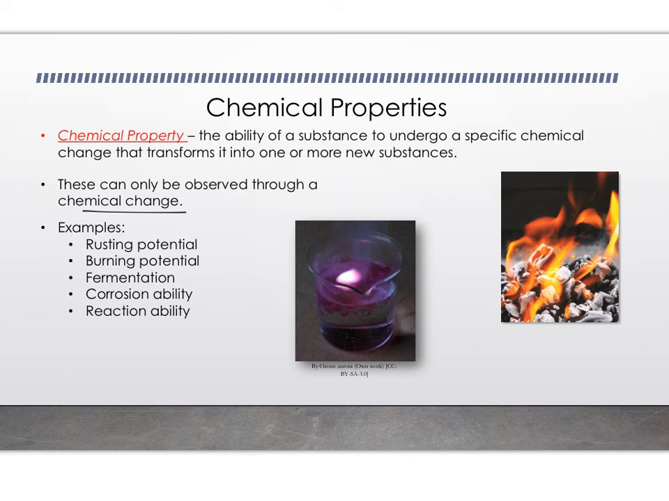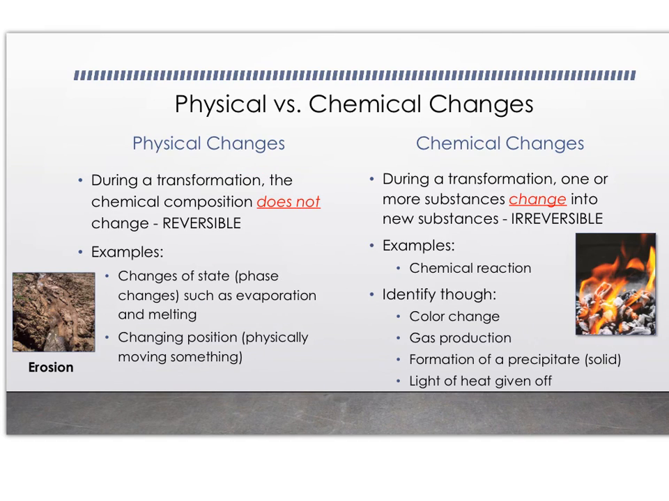So whenever we talk about the ability of something to change, we're talking about potentials or abilities. For example, rusting. Rusting would be a chemical property of some types of metals. Burning potential, the flammability, that's able to undergo that change because fire will change the substance. It'll chemically change what it's composed of. There's also fermentation. We use that to make bread. And then also corrosion ability, another safety symbol. And also reaction ability. How reactive is something? Is it unstable? Is it just going to explode, go up in flames? So anything that describes something that's able to change or transform into something completely different, that is describing a chemical property.